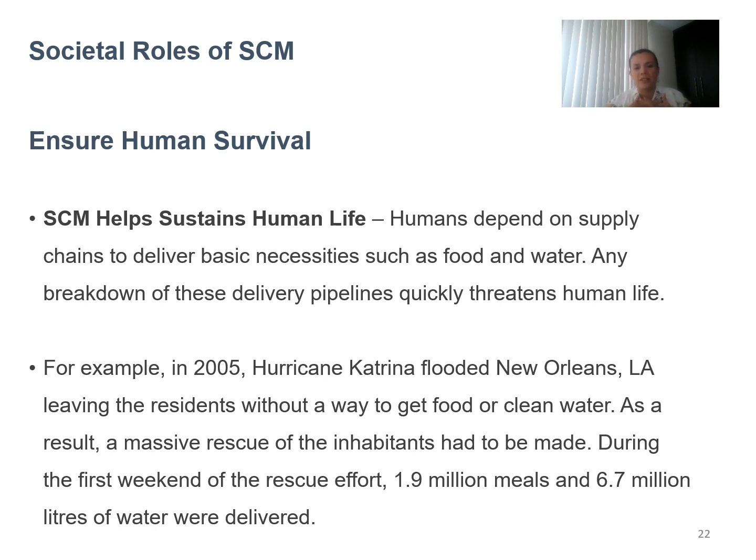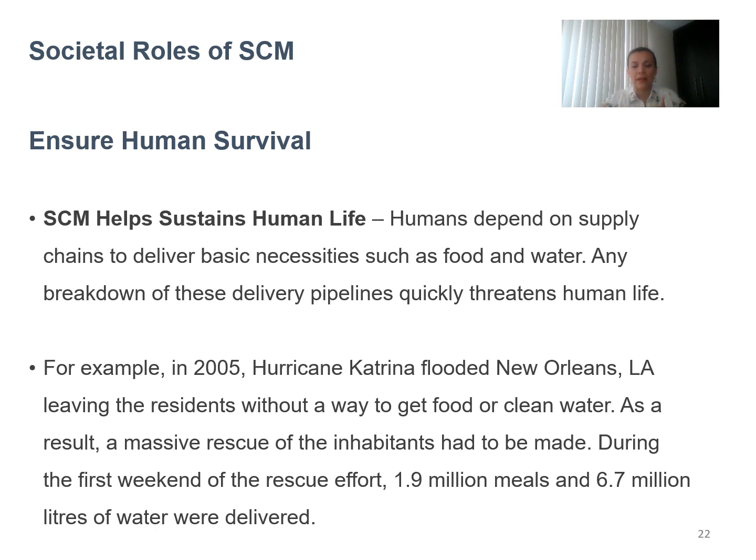First, the social role of supply chain management. Get in your mind that efficient supply chain management can ensure human survival. How does it work? You know that we as humans depend on getting our primary needs as soon as possible. One amazing example is in 2005, when Hurricane Katrina flooded New Orleans.